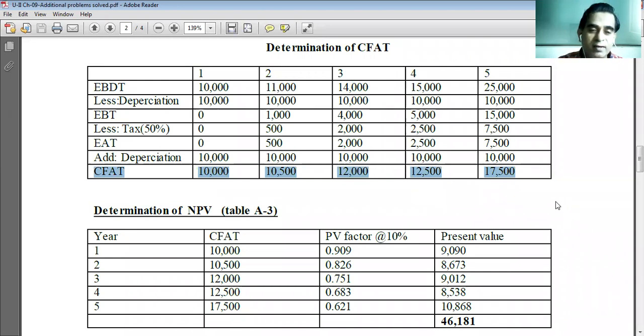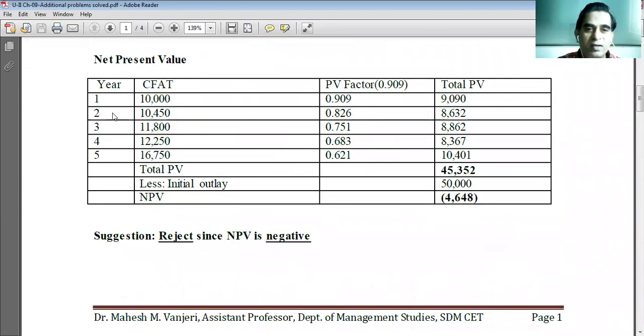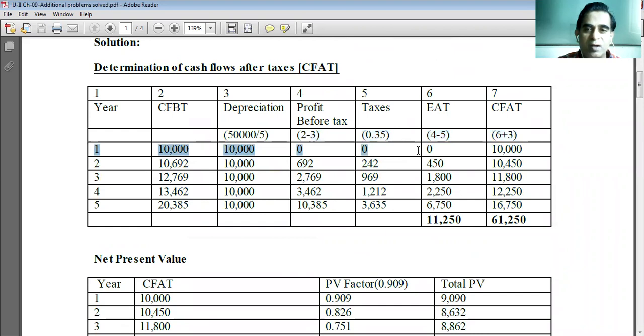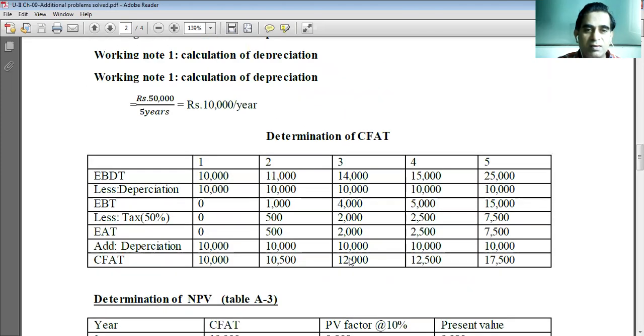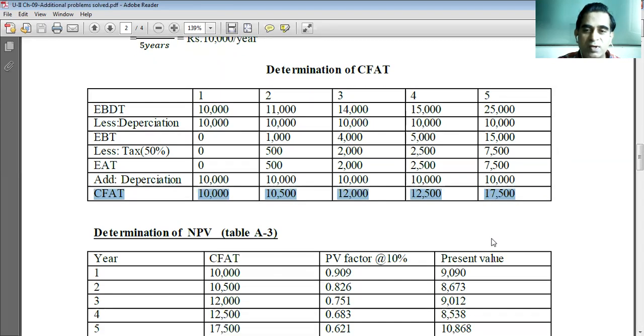Calculations are vertically done here. In the previous sum, calculations were done horizontally, and that is the difference. You can use the same horizontal calculation also, from left to right, to arrive at CFAT. So in this problem, calculations are done vertically, one below another. Okay. So these are the CFAT, cash flows after taxes for years 1 to 5.